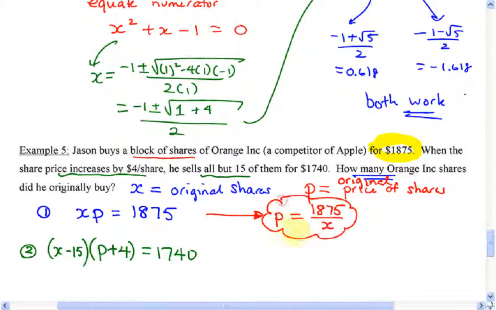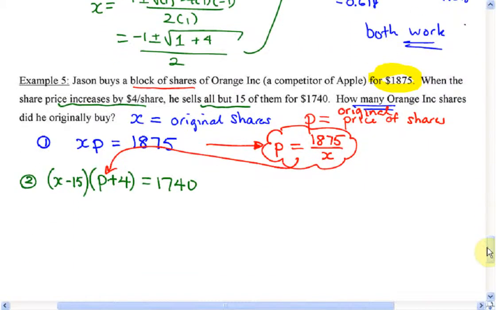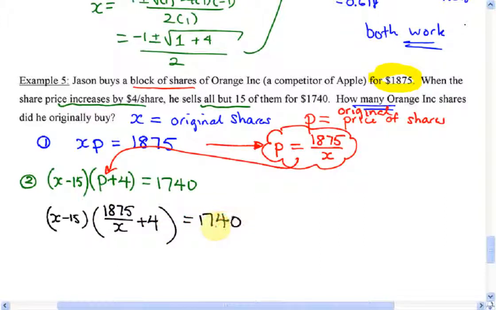Take this, stick it into here, go ahead now and solve. So now we have X minus 15, and then P, which is 1,875 over X, plus 4, equals 1,740. Okay. Go ahead, please, expand, simplify, and let's see if you can solve. So here we go. What's X times 1,875 over X? Yeah, just 1,875, right? The X over X, they cancel out.